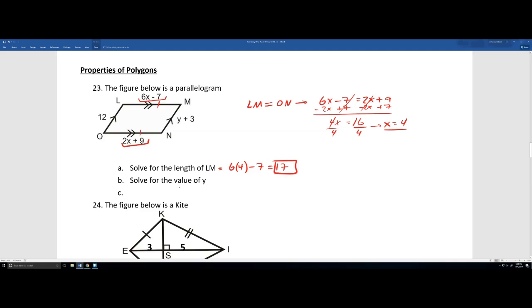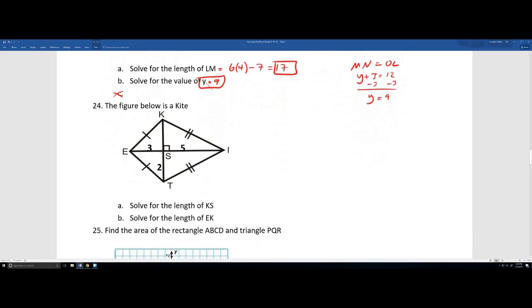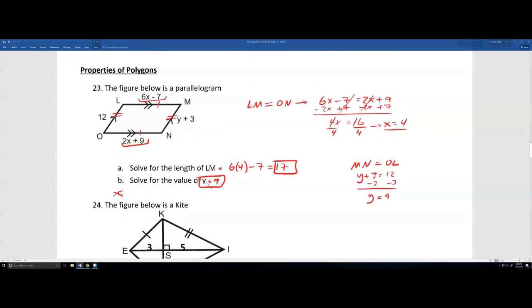All right, solve for the y value. If you notice, OL should be congruent to MN. So really, it's just MN equaling OL, and that's really just y plus 3, and you're equaling it to 12. Subtraction property, and y equals 9. Ignore that, might be a typo. All right, so again, that was just the properties of a parallelogram.